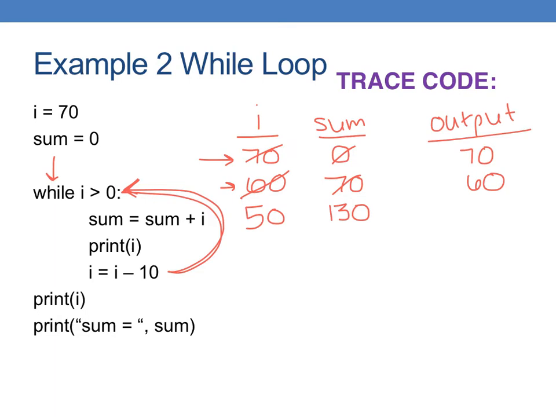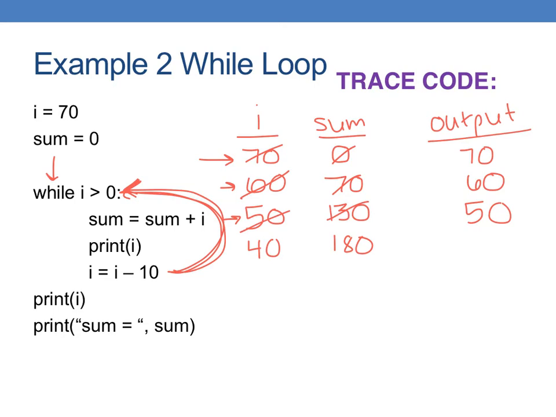I as 50 is still greater than 0. As a result, you perform the sum operation, which is 130 plus 50, which now becomes 180. You print I to the screen. It is currently set to 50. And then we subtract 10. Next, loop back up, still greater than 0.